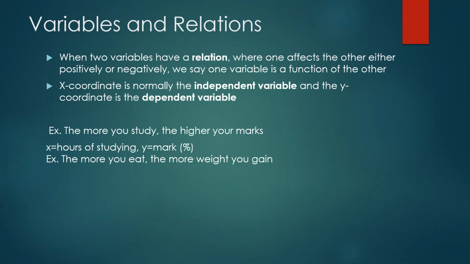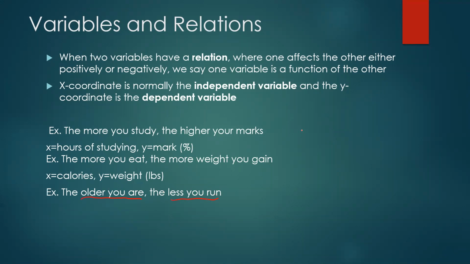So for example, if you're looking at the hours that you study, we know that the longer you study, the better your marks. The more you do homework, the better your marks. Another example of two variables that affect each other positively would be the more you eat, the more weight you gain. However, you can have negative relations, which means that one gets larger as the other gets smaller. So for example, in this one, the older you are, the less you run. So maybe we just run less distance.